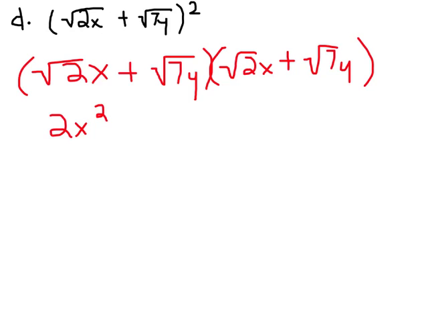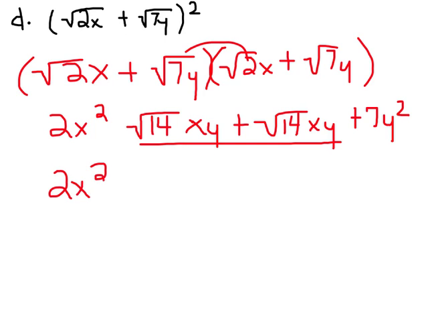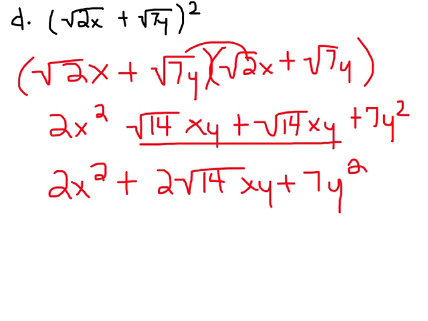Outside times outside, the square root of 2 times the square root of 7 is square root of 14. And x times y is xy. And then the two inside terms also give us square root of 14 xy. And then the two last terms, square root of 7 times square root of 7 is plus 7, and y times y is y squared. Now I can combine these two middle terms and I'll get 2x squared plus 2 times square root of 14 xy plus 7y squared is my final answer.